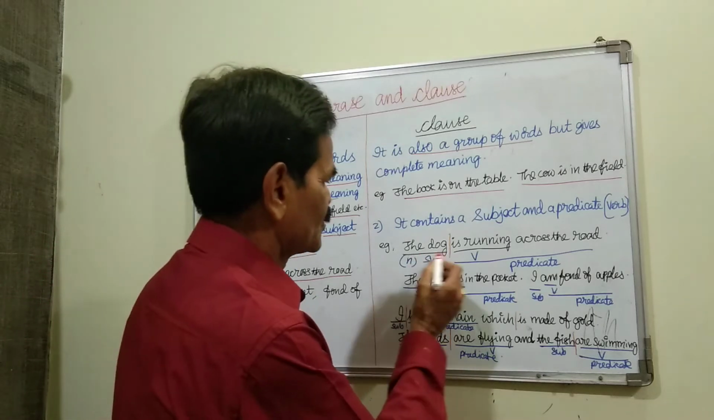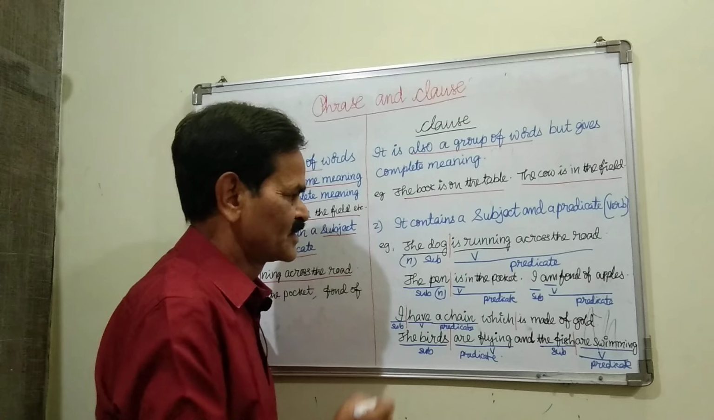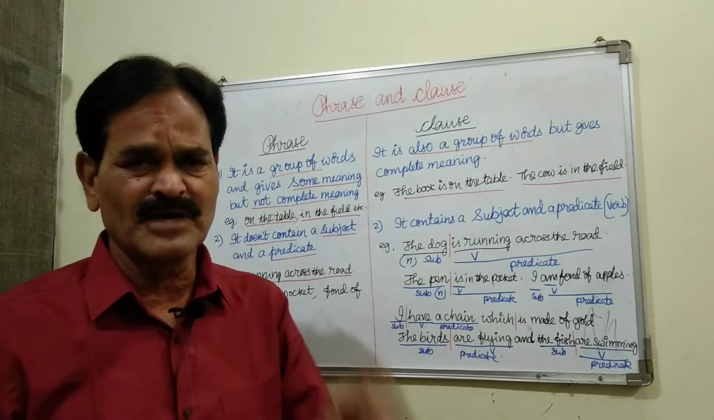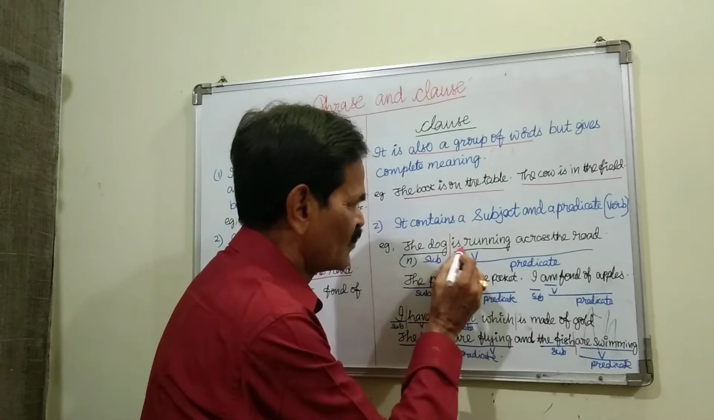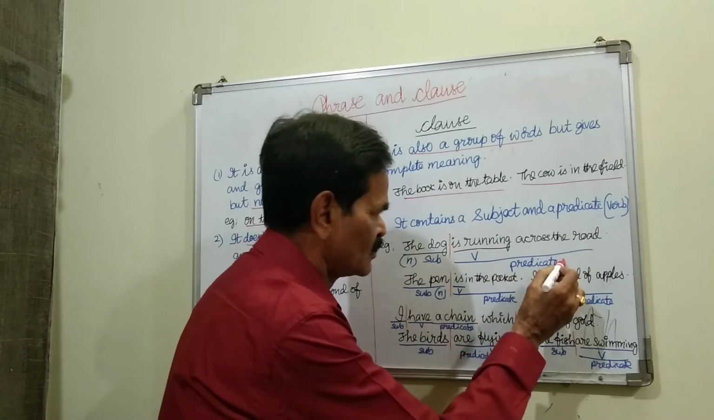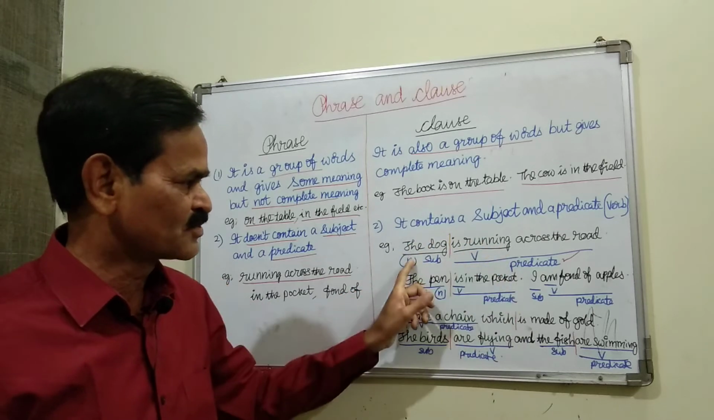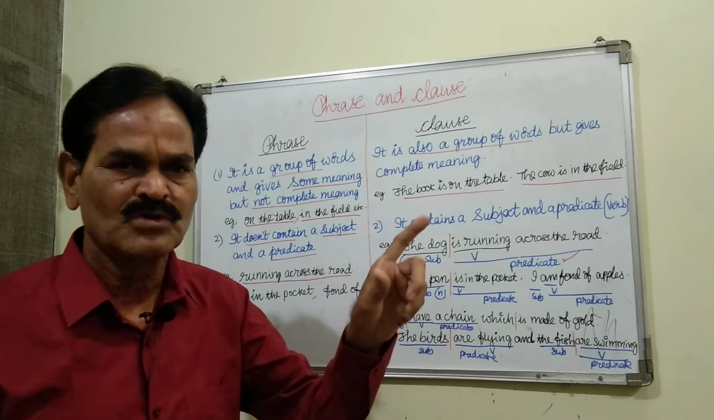Now see, the dog is running across the road. The dog, the subject, is there, and is running, the verb, is there. When the verb is there, the verb and other words are called the predicate. So is running across the road is the predicate. Here the subject is there, the predicate is there, the verb is there. This is called a clause.